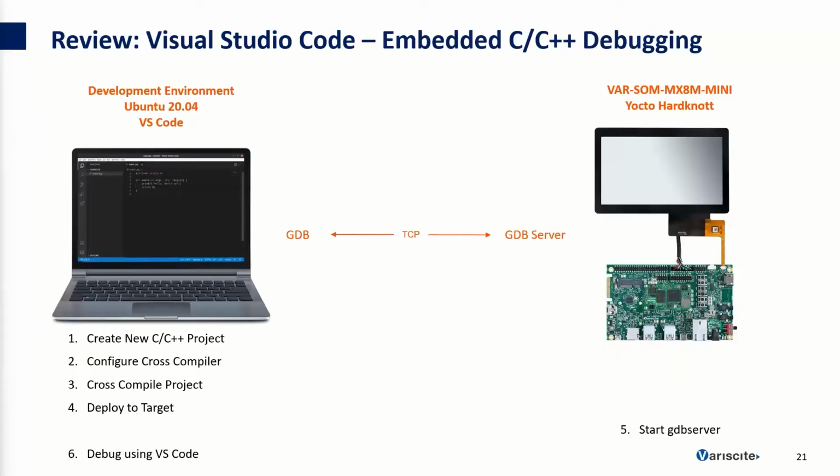This is an overview of what we did in the previous webinar. At a high level, we had a development computer running Ubuntu 20 and VS Code, connected to Variscite's i.MX8M Mini evaluation kit running Yocto Hardknott. We used VS Code to create a new C project. We configured a cross compiler. We built the project, deployed the application to the target device, and then debugged it graphically using VS Code.